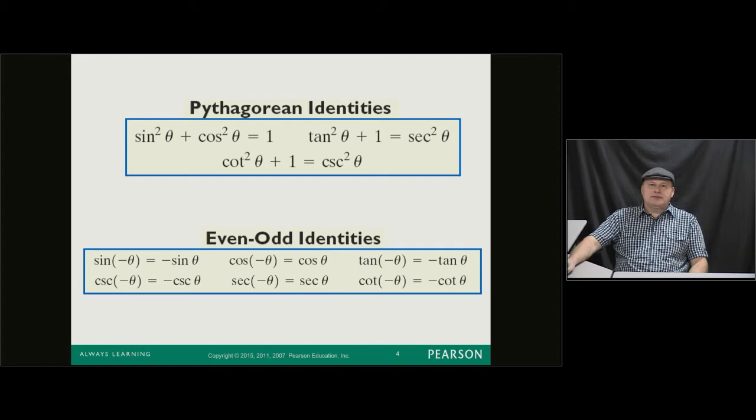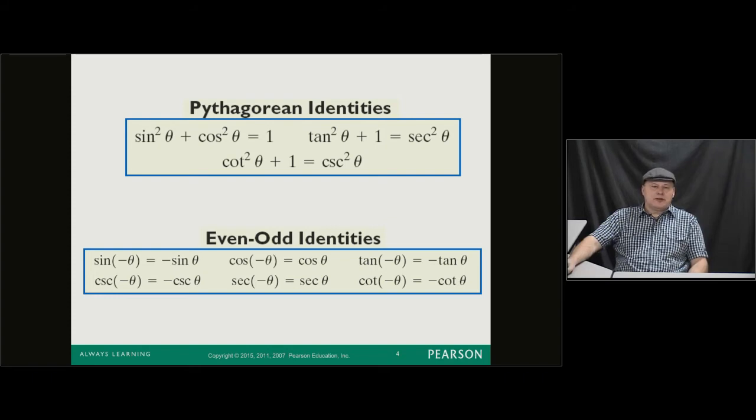Now this next set is ones that we picked up toward the end, the even and odd identities. Sine of negative theta is the opposite of sine of theta. Cosine of negative theta is the same thing as the cosine of theta. The tangent of negative theta is the same thing as the negative tangent of theta. So these are identities that you just need to know and use.